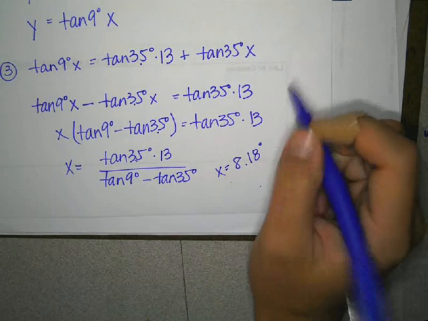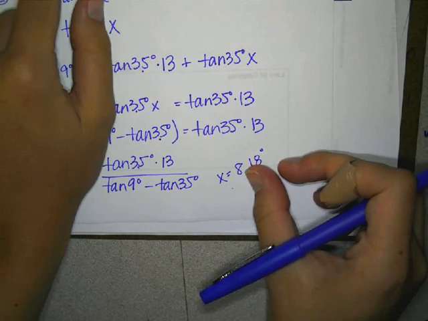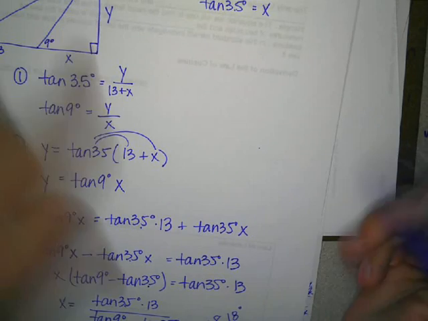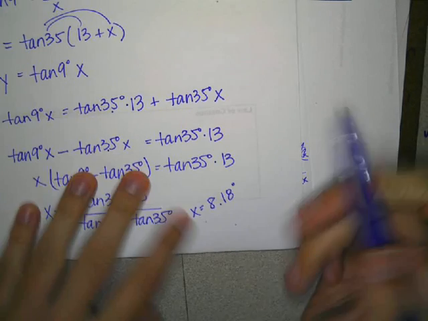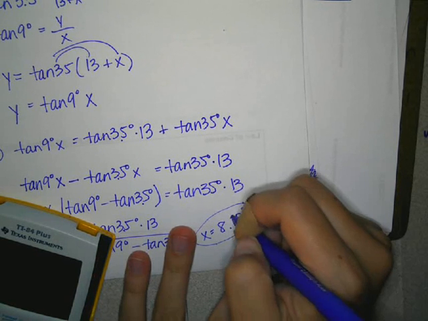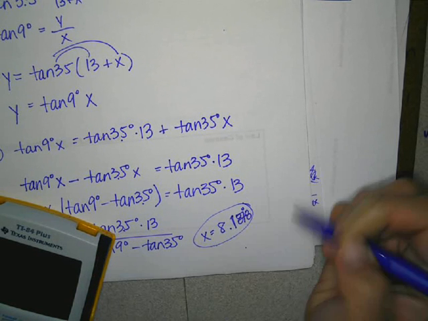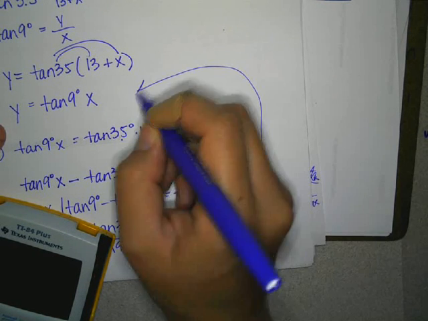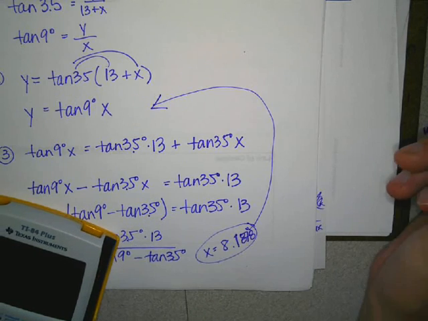Okay, now 8.18 is this value here, not the height of my mountain. So there's two things you can do here. You can take, oops, I should have made that 1.78. You can take this value and go back up to one of these problems here and plug it in, which is what I'm going to do.